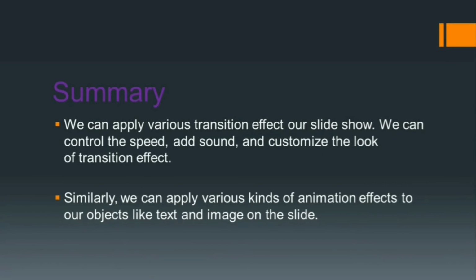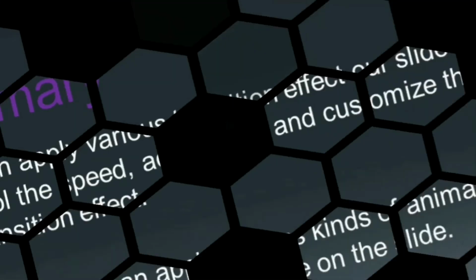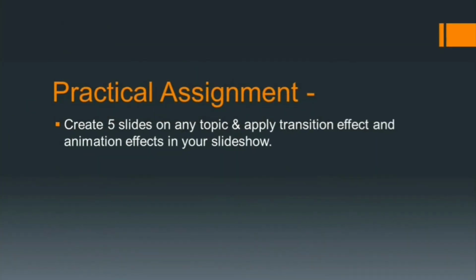Finally, we summarize this. We can apply various transition effects to our slideshow. We can control the speed, add sound, and customize the look of the transition effect. Similarly, we can apply various kinds of animation effects to our objects like text and image on the slide. Now I can give you this assignment. Students, apply these transition and animation effects to a slide and make your presentation more and more exciting.